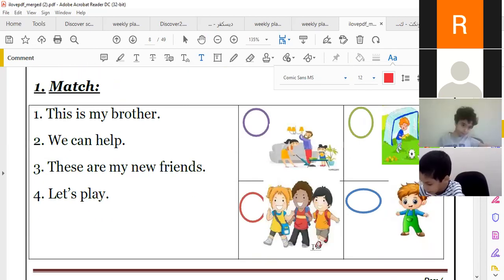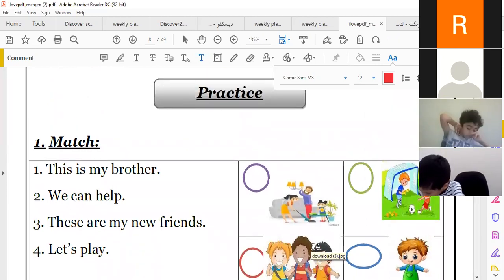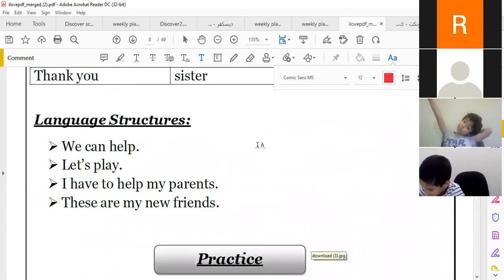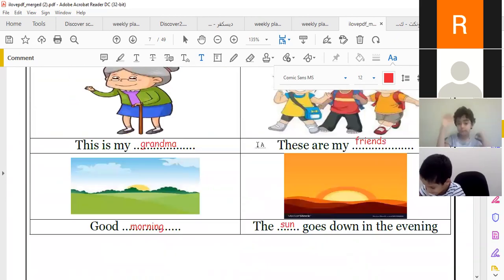Students, we go to page number 6. I don't finish. Okay. Take your time to finish.